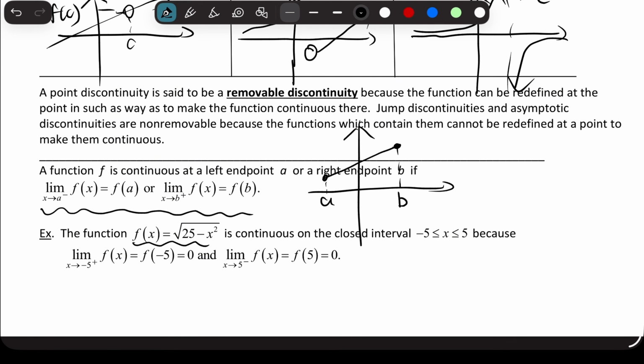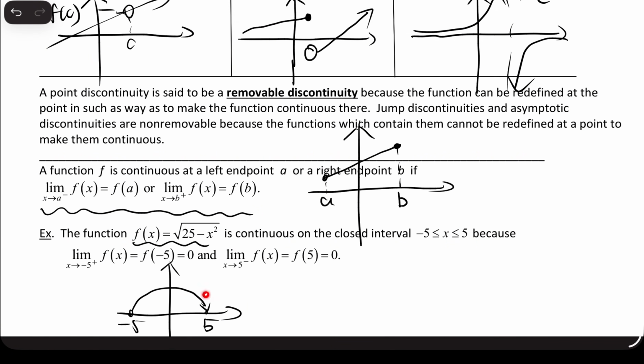This is a graph of a half circle with a radius of 5, right? And it looks kind of like a half circle. The y value is 0 where the x value is negative 5, and this is 5. So from the left end, we use right infinity, and from the right end, we use left infinity. Since it's smooth on both sides, it's continuous.